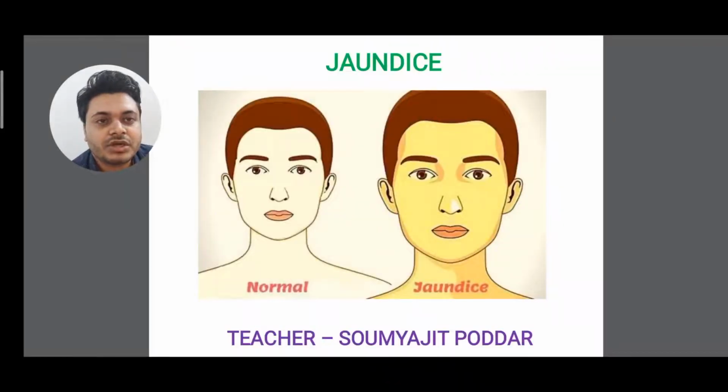From the topic jaundice, you can see two pictures are given here in the first slide. The left hand side is a normal image and the right hand side is jaundice, isn't it? Jaundice means the yellow color will be more in the skin. The yellowish color will be more visible. In the left hand side there is no yellow part, but the right hand side, the person affected with jaundice will have a yellowish skin. Clear?